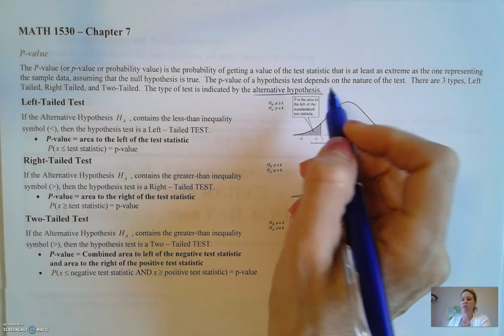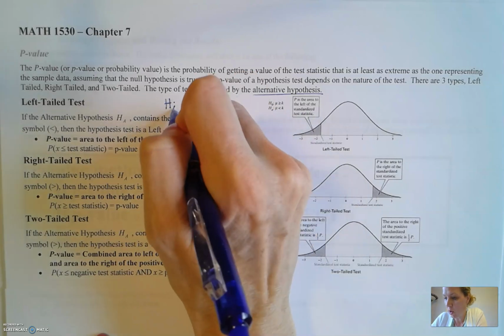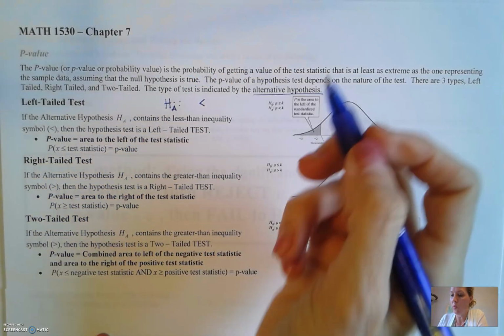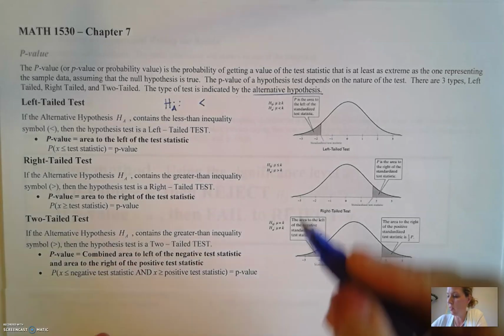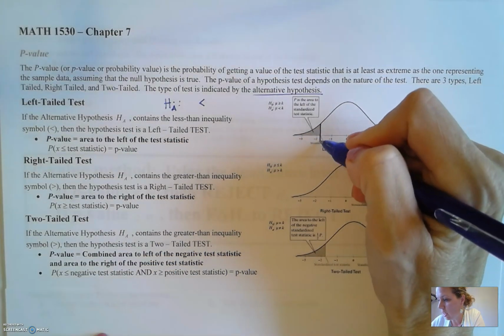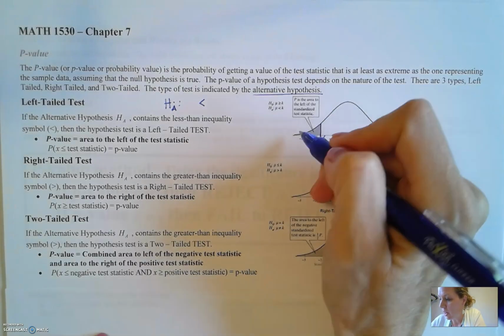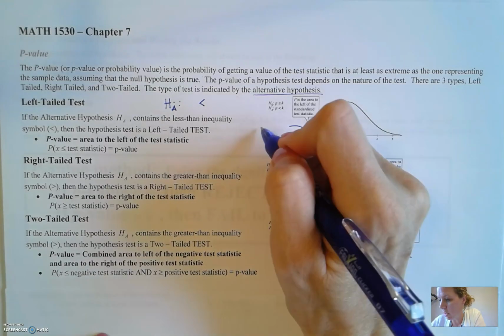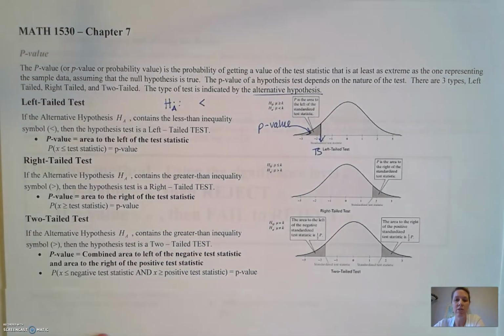So the left-tailed test happens if the alternative hypothesis contains the less than inequality symbol. So if HA has the less than inequality symbol, then we know that it's going to be a left-tailed test. The p-value is the area to the left of the test statistic. So on a curve, you're going to have the test statistic, and the p-value is going to be the area shaded to the left. This is very similar to the normal probability if it's a z test for a proportion.